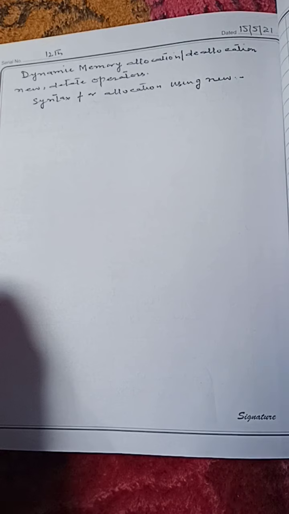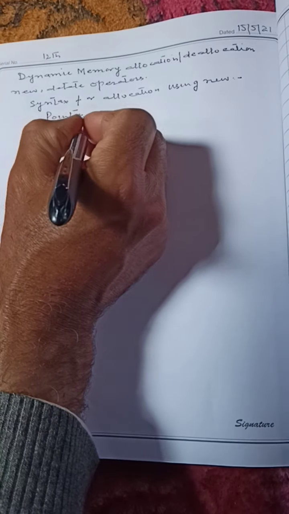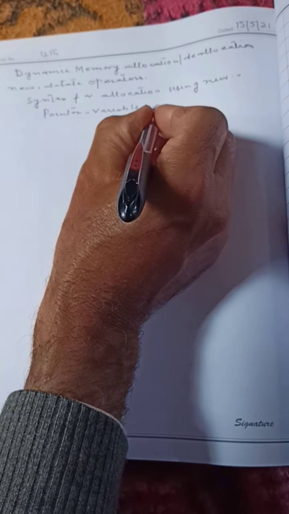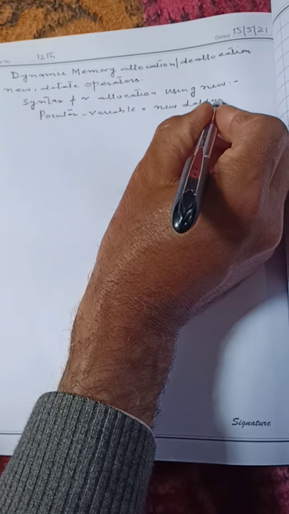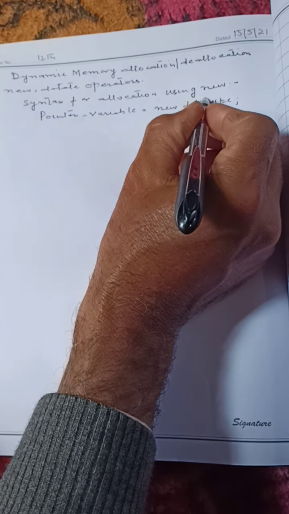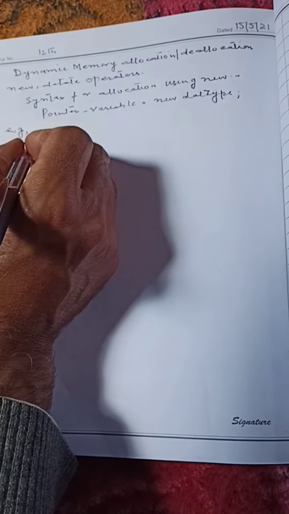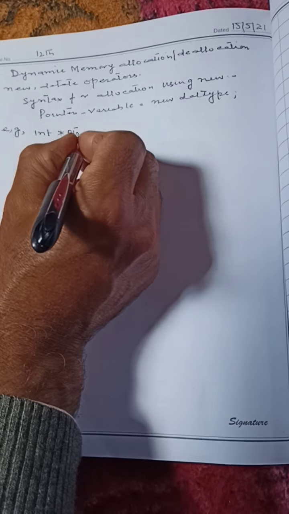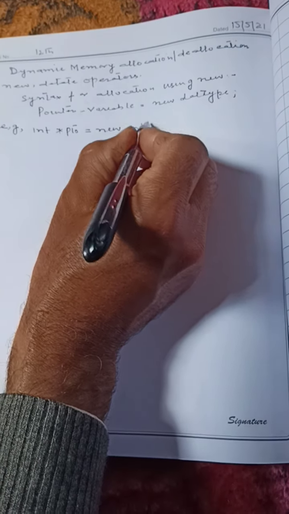So syntax for allocation using new, here we write pointer variable is equal to new, here we write data type. For example, integer pointer is equal to new int.